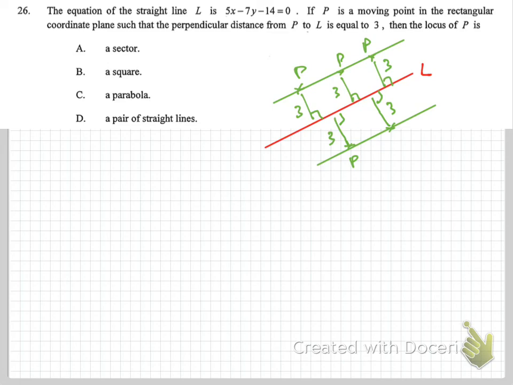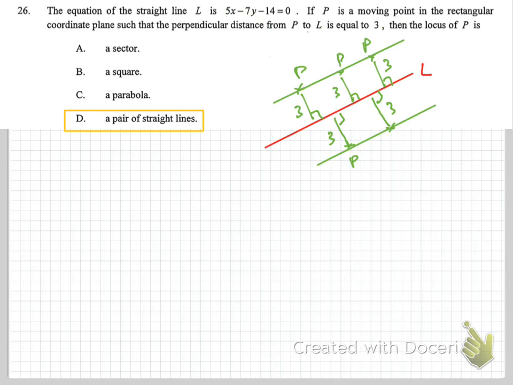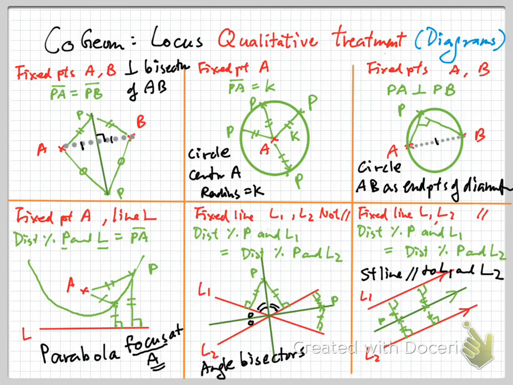So it turns out that the locus of P is not one straight line, but a pair of straight lines. We are no stranger to a pair of straight lines. If you look at this situation, if L1 is perpendicular to L2, we have the locus of P being a pair of perpendicular straight lines. Here we have the locus of P being a pair of parallel straight lines. Okay, so this is the qualitative treatment of locus. In the next part, we will talk about some calculation on the quantitative treatment of locus.